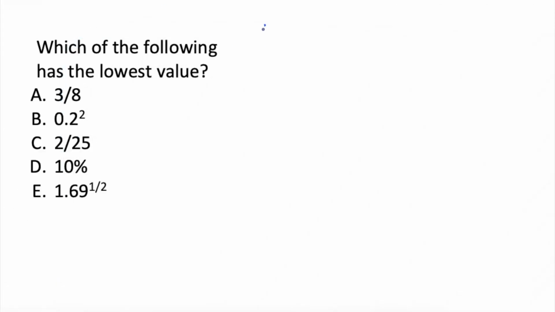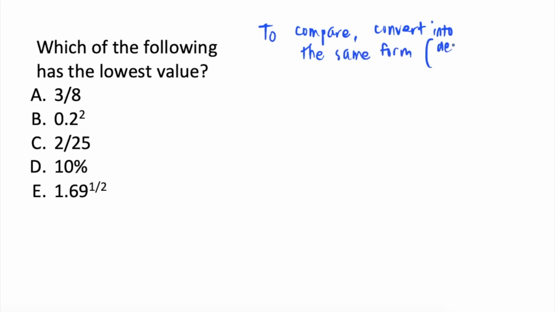Which of the following has the lowest value? 3/8, 0.2 squared, 2 over 25, 10%, or 1.69 raised to 1/2. So, to compare this, kailangan natin i-convert sila sa pare-parehong form. Ibig sabihin, kung decimal numbers, dapat decimal numbers lang lahat. Kung fractions, fractions lang, or in percent lang lahat. In this case, let's convert all choices to decimal form.